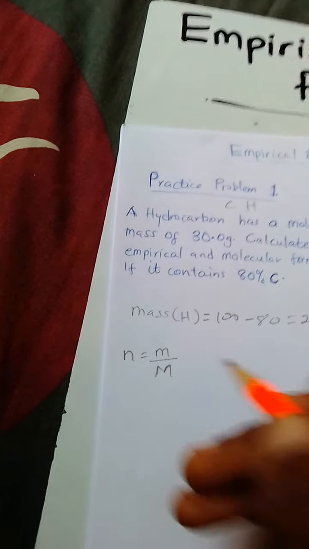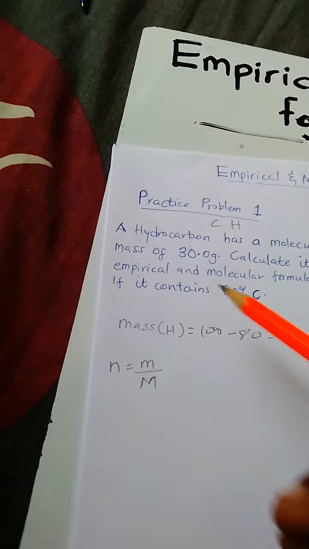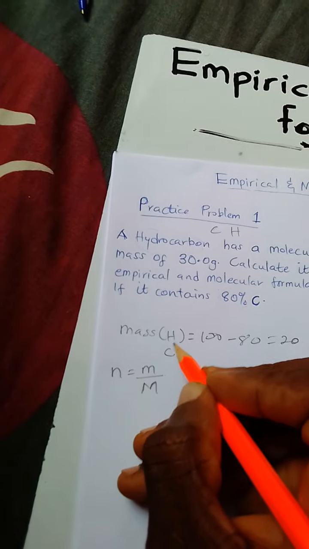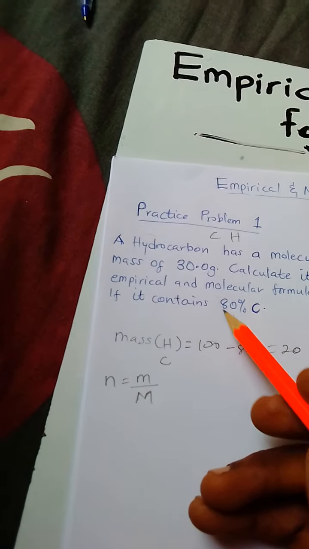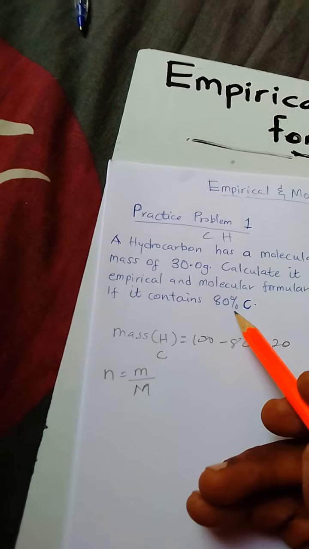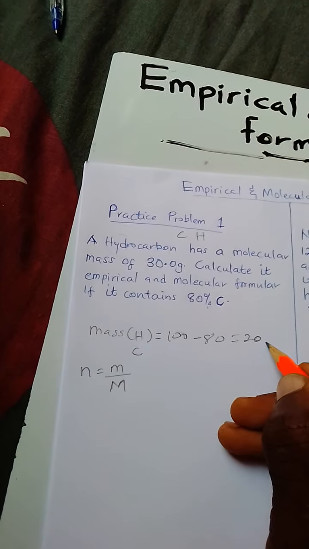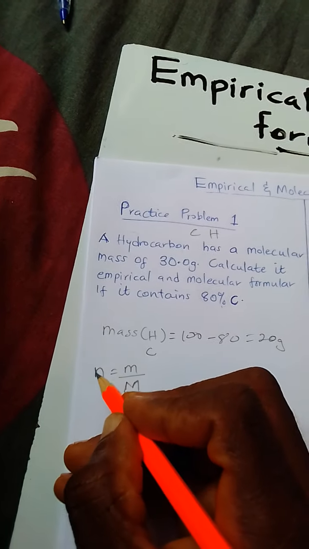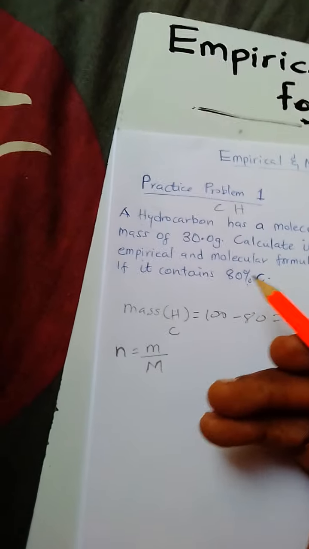So if you want to find the number of moles of each of these atoms, carbon and hydrogen, you are going to take the mass of the carbon alone divided by the atomic mass of carbon, then the mass of the hydrogen alone divided by the atomic mass of hydrogen. So the first thing you have to do is to determine the number of moles of the individual atoms.